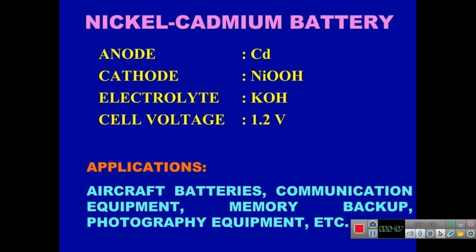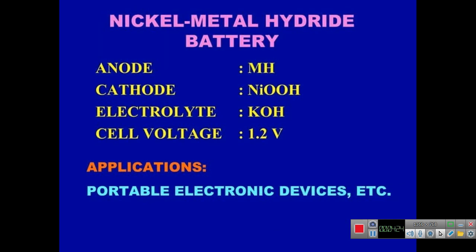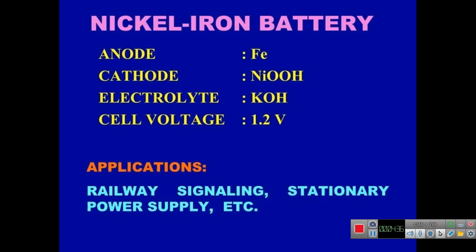Nickel cadmium battery: the anode is cadmium, cathode is NiOOH, electrolyte is KOH, potassium hydroxide, cell voltage is 1.2 volt. Applications: aircraft batteries, communication equipment, memory backup, photography equipment. Nickel metal hydride battery: anode MH, cathode NiOOH, electrolyte KOH, cell voltage 1.2 volt. Applications: portable electronic devices. Nickel iron battery: anode is Fe, cathode is NiOOH, electrolyte KOH, cell voltage 1.2 volt. Applications: railway signaling, stationary power supply, etc.